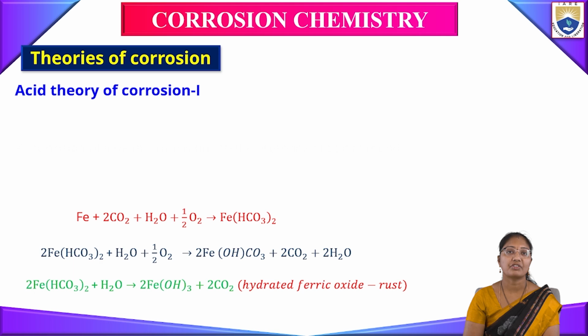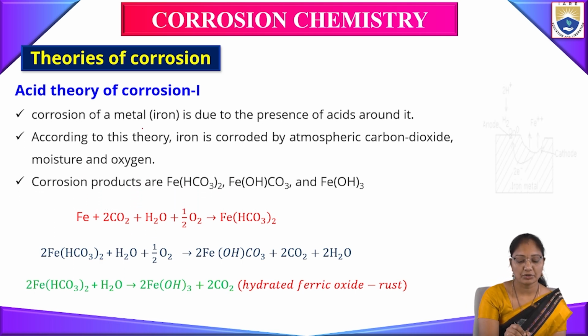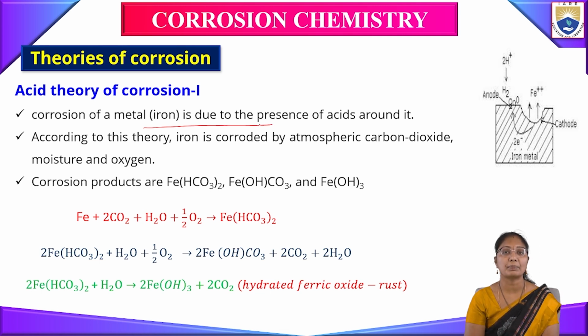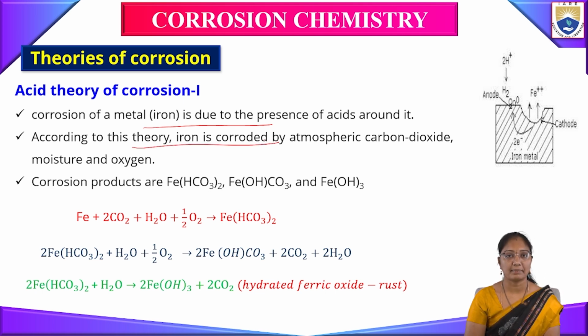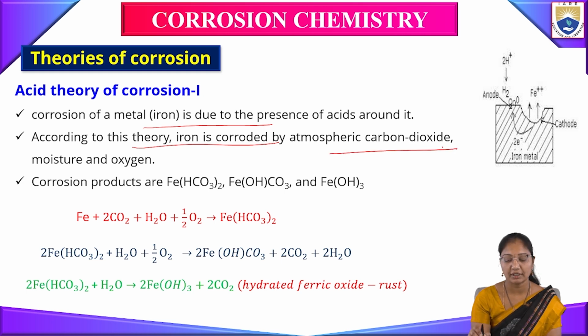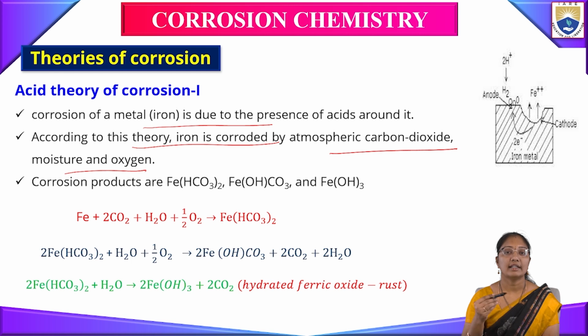So coming to the first theory of corrosion, which is the acid theory of corrosion. Here the corrosion of the metal iron is due to the presence of acids. The name itself indicates this corrosion occurs due to the involvement of acid around it. According to this theory, iron, which is a metal, is corroded by the atmospheric carbon dioxide, moisture and oxygen. So the iron is influenced by the atmospheric carbon dioxide, oxygen and moisture.